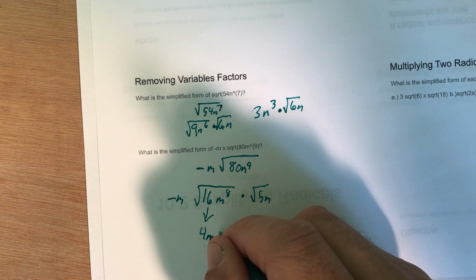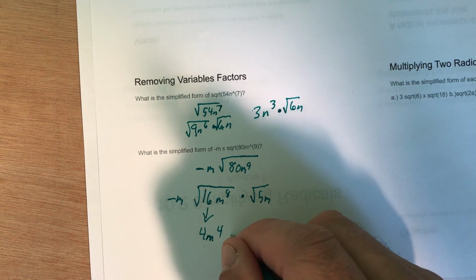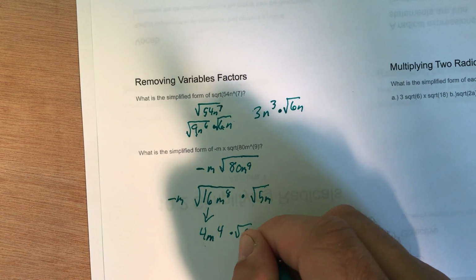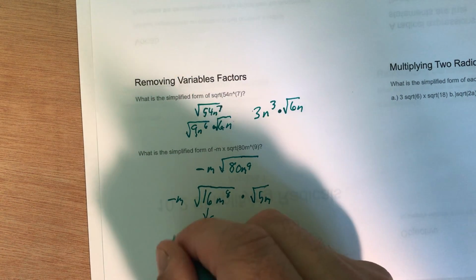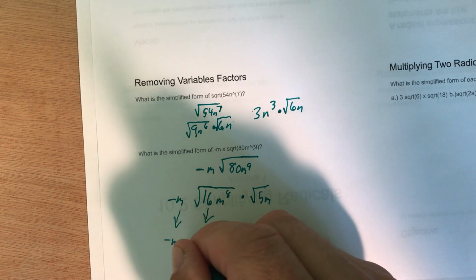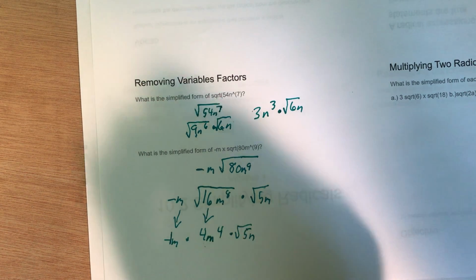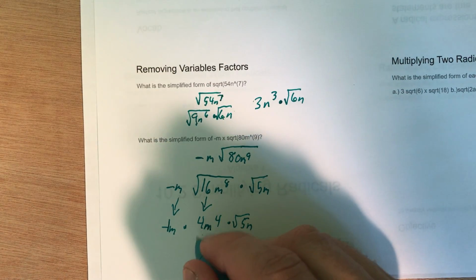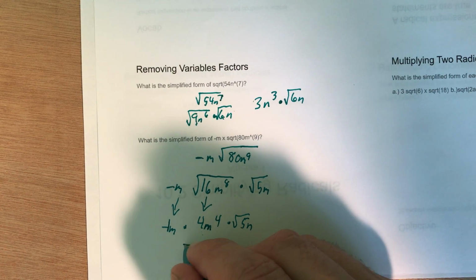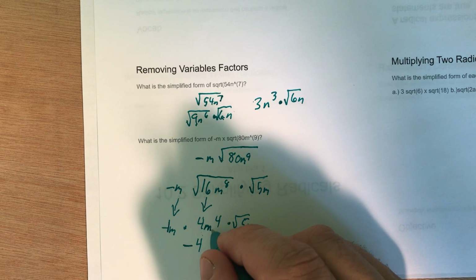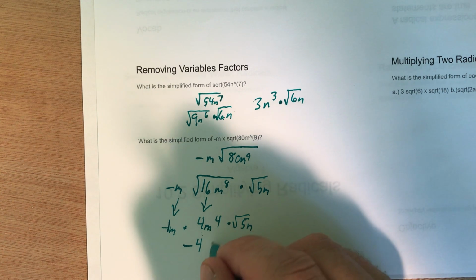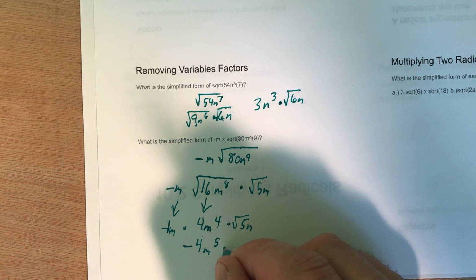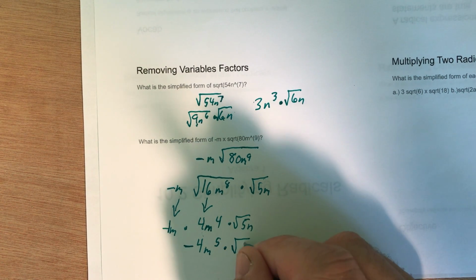to the 4th times the square root of 5m. Now don't forget about this negative m here. Technically this is like having a negative 1 there. Having a negative 1 then makes negative 1 times 4, which is negative 4. M, when you have common variables and you're multiplying, you add the exponents, so negative 4m to the 5th times the square root of 5m.